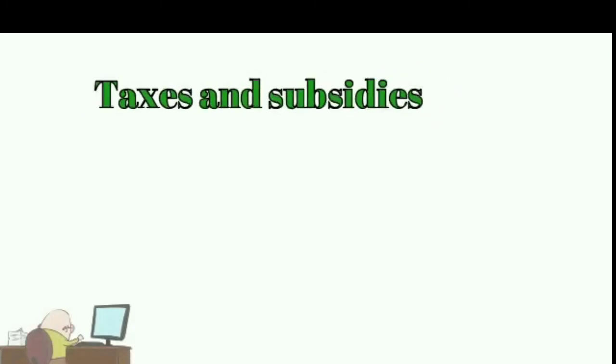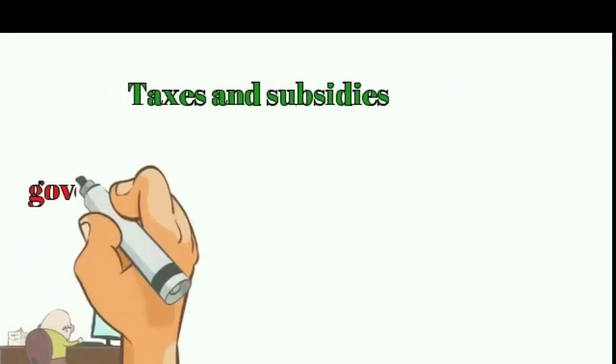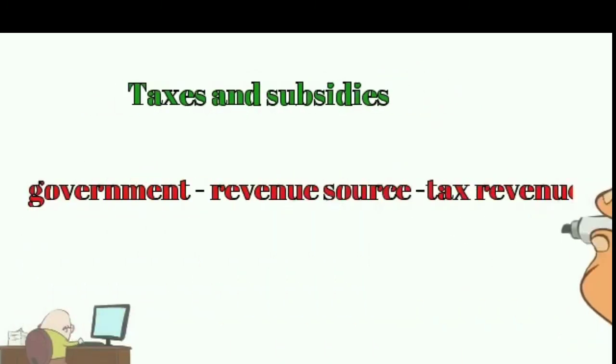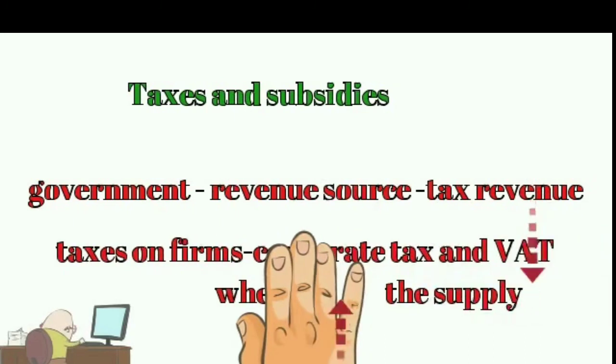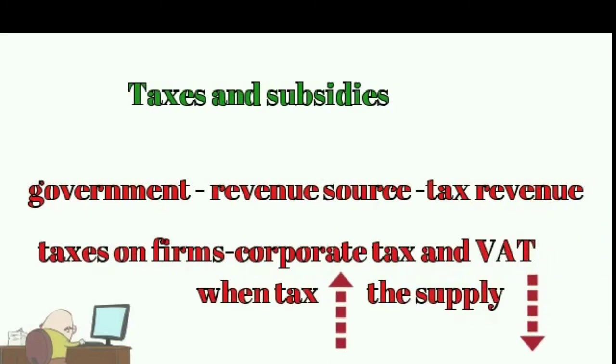Next thing we are going to see is taxes and subsidies. So first we'll look at the taxes. Taxes are paid to the government and it's a very big revenue for the government. The taxes are in the form of corporate tax or VAT, that is value added tax. When tax increases, the supply will decrease.